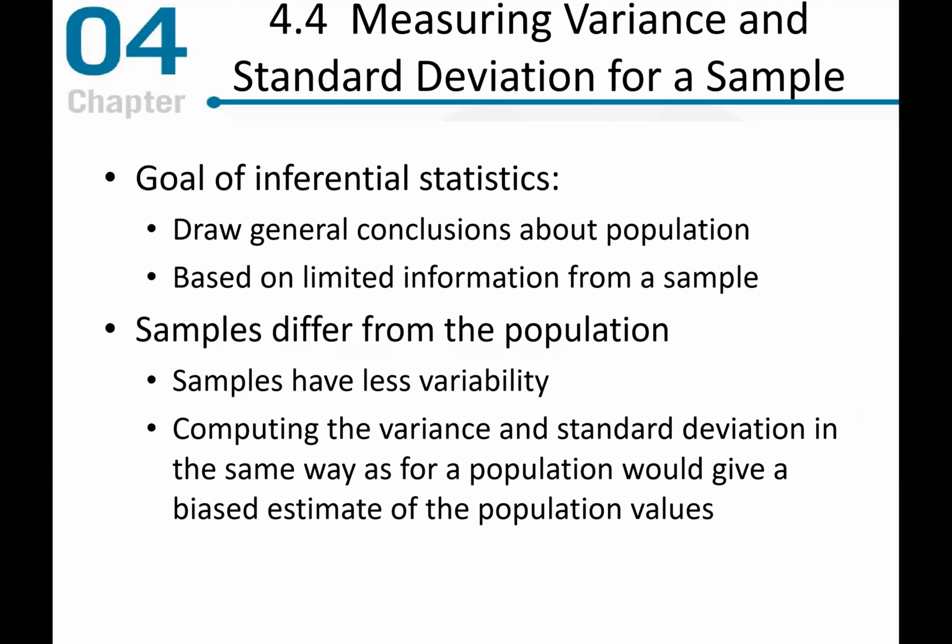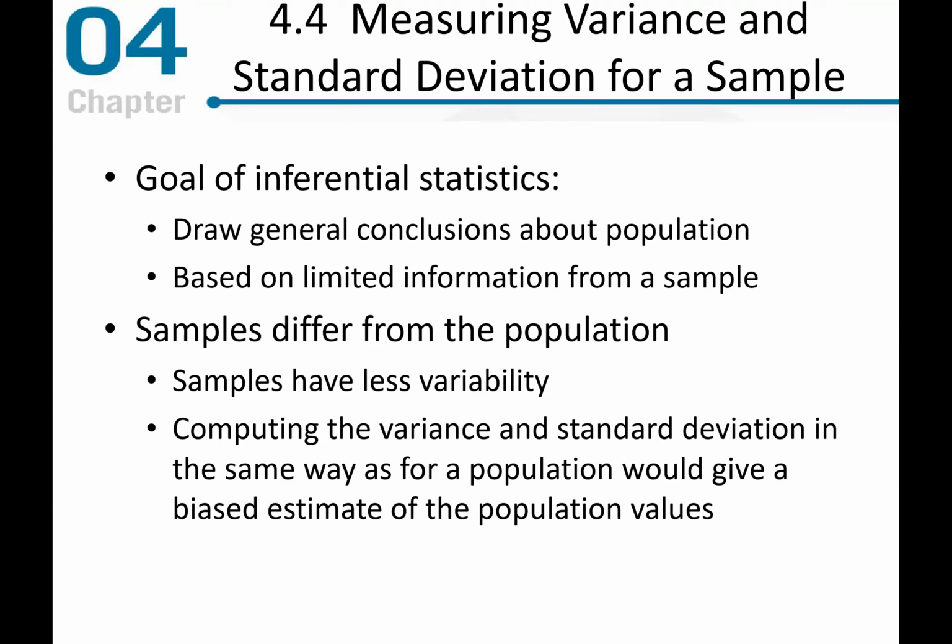Okay, so thus far, we have been calculating the standard deviation and the variance for a population. But most of the time, we are going to be using a sample. So we need to know how that looks. Again, the goal of inferential statistics is to draw general conclusions about a population. Essentially, we're inferring something about the population by using a sample. And again, it's based on limited information. The sample is a smaller subset of the population.